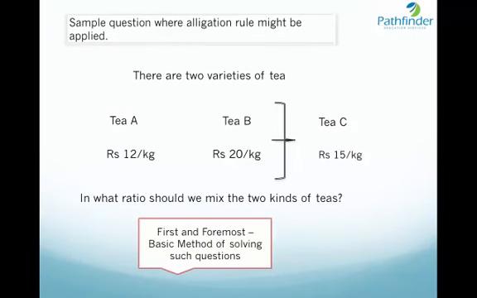So first and foremost, before we jump into the alligation rule, I've already told you that anything that can be solved by the alligation rule can also be solved by the weighted average method. So the first thing I will do is explain how to solve this question by the weighted average method. Rupees 12 per kg is the cost of type A, rupees 20 per kg is the cost of type B, and the cost of type C is rupees 15 per kg.